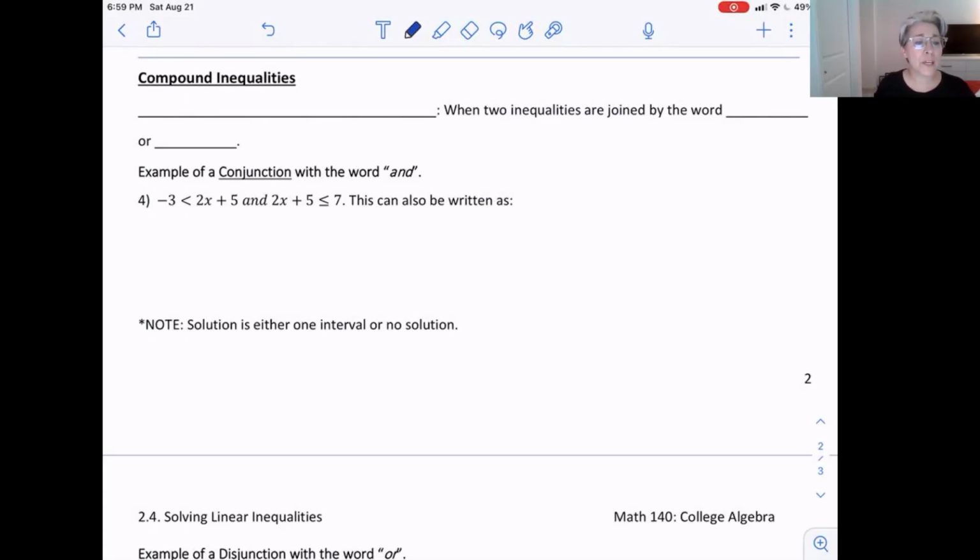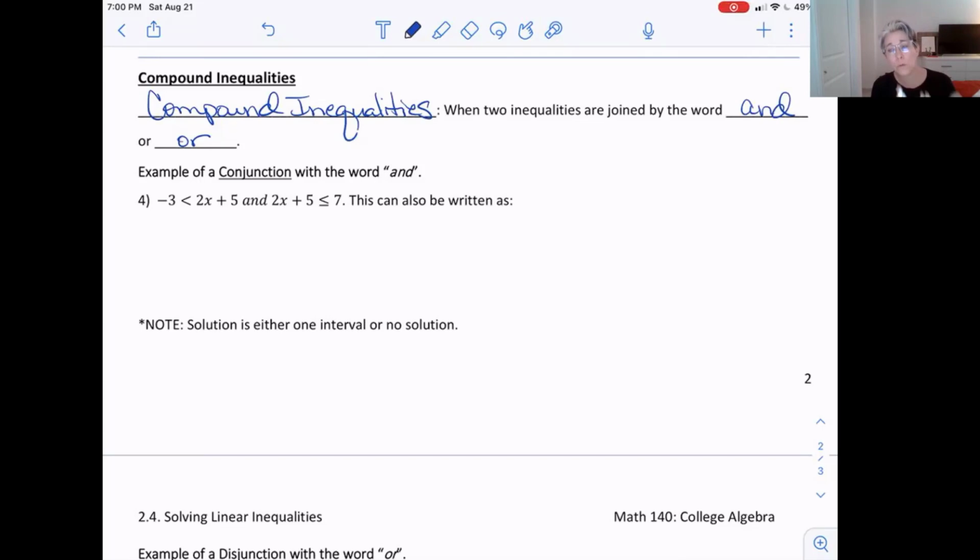So now we are working with what's called compound inequalities. This is when two inequalities are joined by the word and, or the word or. When we're using the word and, it's called a conjunction. An example of a conjunction would be number 4, negative 3 less than 2x plus 5, and 2x plus 5 is less than or equal to 7.